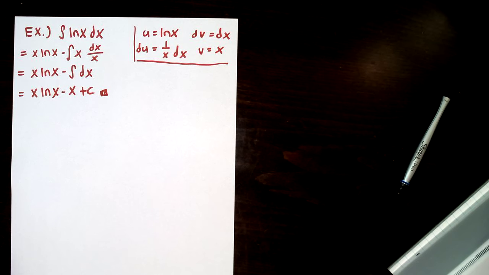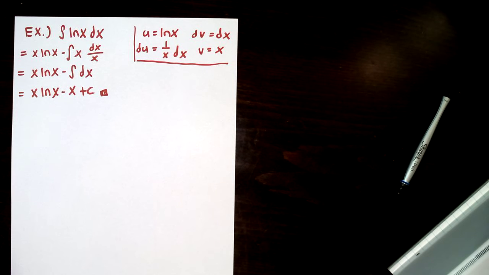All right, the first two examples have been fairly straightforward. We decide what u is going to be. We decide what dv is going to be. Differentiate u, integrate dv, and then we apply the formula. What if we can't evaluate the integral of v du? Well, that is where the next example is going to come in.